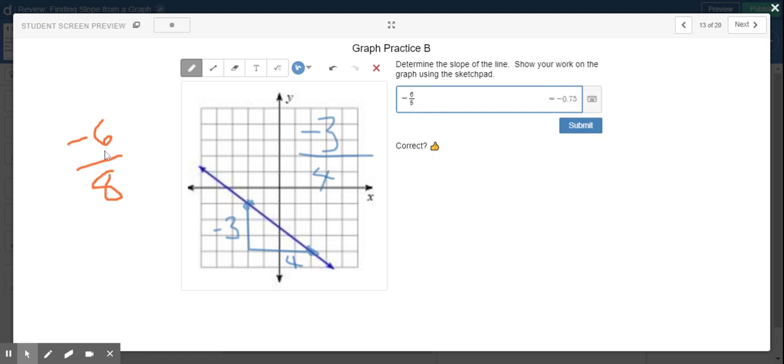On a test, you would need to simplify this down to -3/4 by dividing by 2 on the top and bottom. In this practice, you won't know. It won't remind you if you haven't simplified.